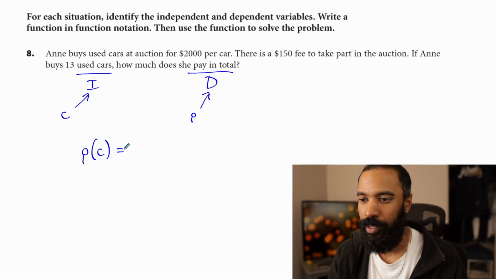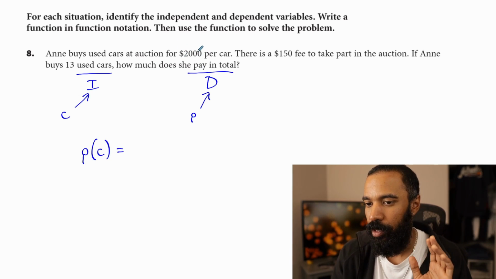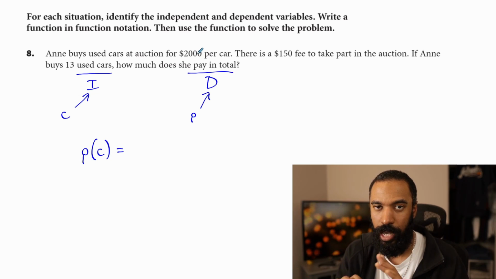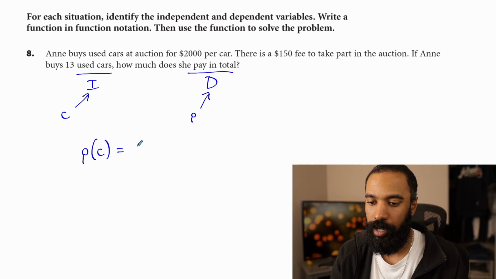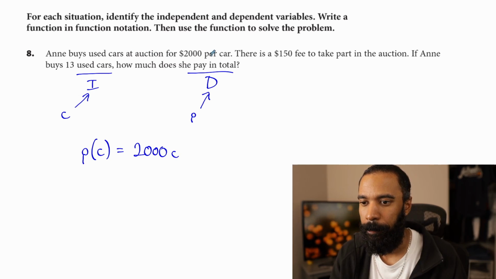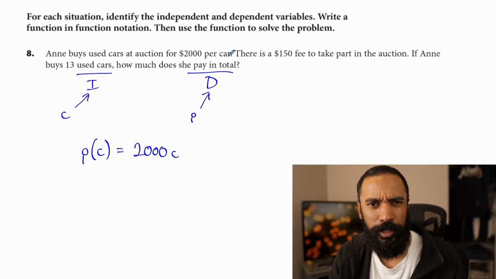p of c equals $2,000 per car times the number of cars is how much she's going to spend on all the cars there. I don't get it though. It's an auction.